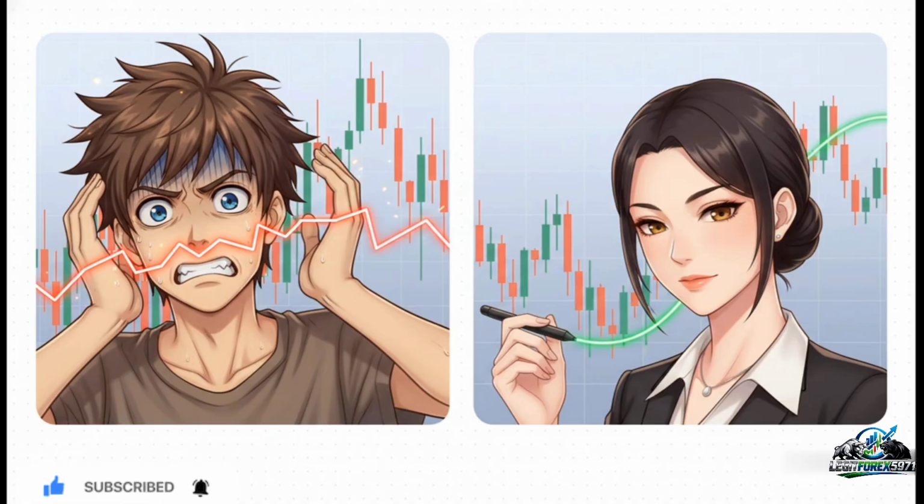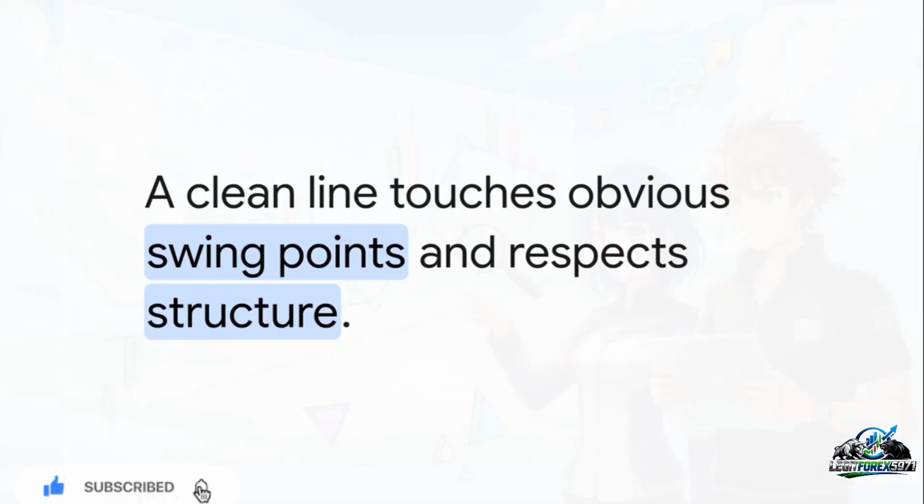Now compare that to smart money trend lines. Notice how a proper line effortlessly touches the obvious swing points. It looks entirely natural. It respects the organic flow of price rather than trying to dictate it. The core lesson I want you to take away here is that a clean trend line should practically draw itself. It should connect obvious, highly significant swing points. It should look natural to the eye, and above all, it must always respect the underlying structure of the market.